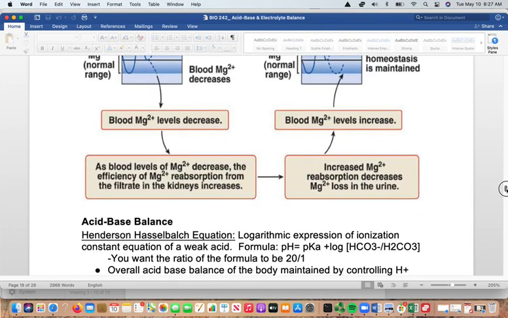So we will stop there and pick up acid-base balance in another video.